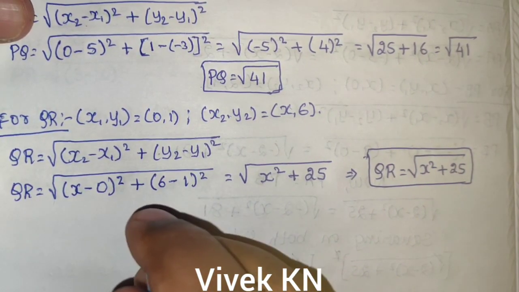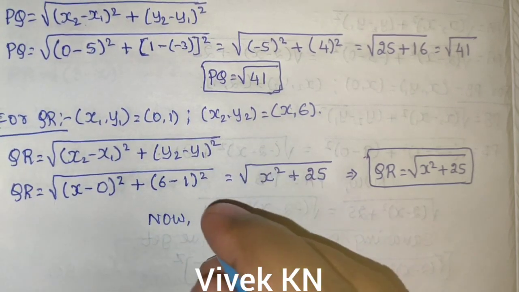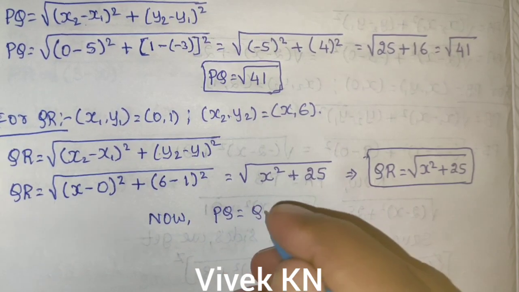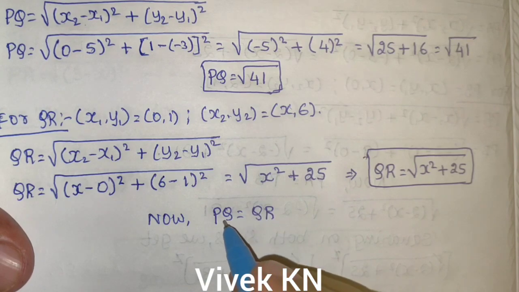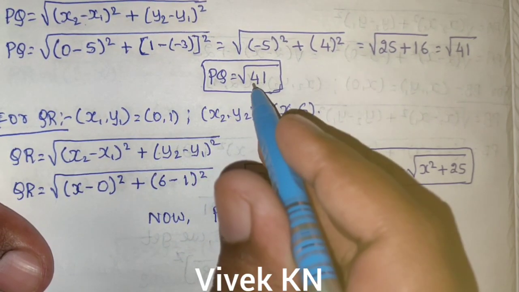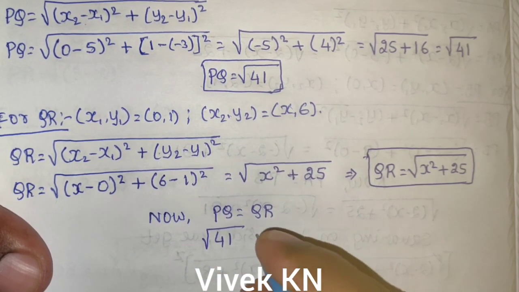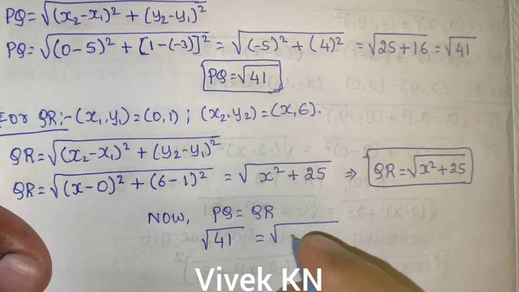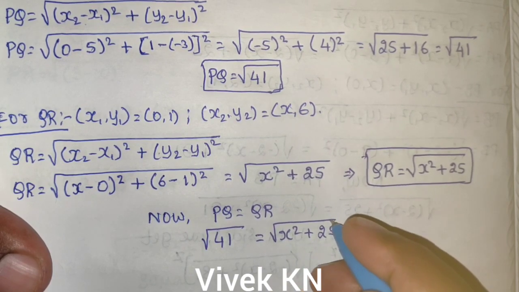Now we have to write the given condition, that is PQ is equal to QR. Now we have to substitute the values of PQ and QR. The value of PQ is root 41. Root 41 is equal to the value of QR is under root x square plus 25.